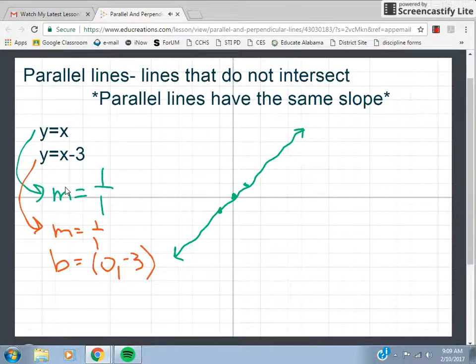Alright, now the next line, y equals x minus 3. My y-intercept is 0, negative 3, so that's where, let me change to red, that's where I'm going to start my graph. And then up 1 over 1. And then the opposite way, down and left. Again, you can see that these lines are just going to run side by side. They are parallel. When two equations of a line have the same slope, those lines are parallel.